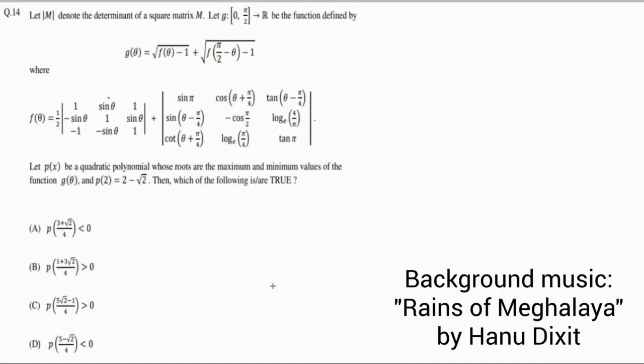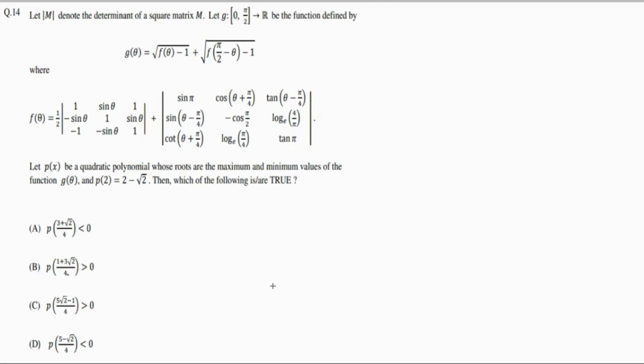The JEE Advanced exam is one of the toughest exams in the world, and this is one of its hardest math questions, so let's try to solve it in 5 minutes. It's asking us for something about p of x, and p of x depends on g of theta, which depends on f of theta, as you can see. So let's solve this first.